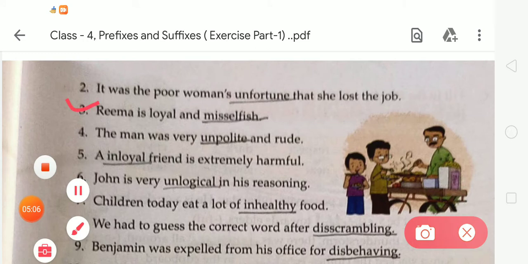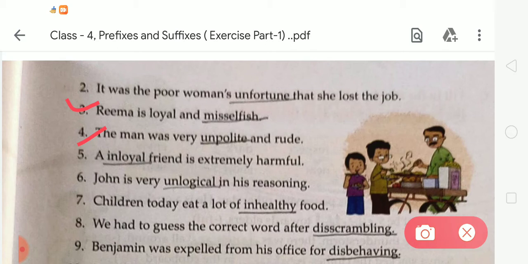Rima is loyal and misselfish. Firstly we have to underline the word misselfish, and in the place of misselfish we have to write unselfish. Okay student. Fourth is: the man was very unpolite and rude. Firstly we are going to underline the incorrect prefix word, that is unpolite, and in the place of unpolite we have to write impolite.